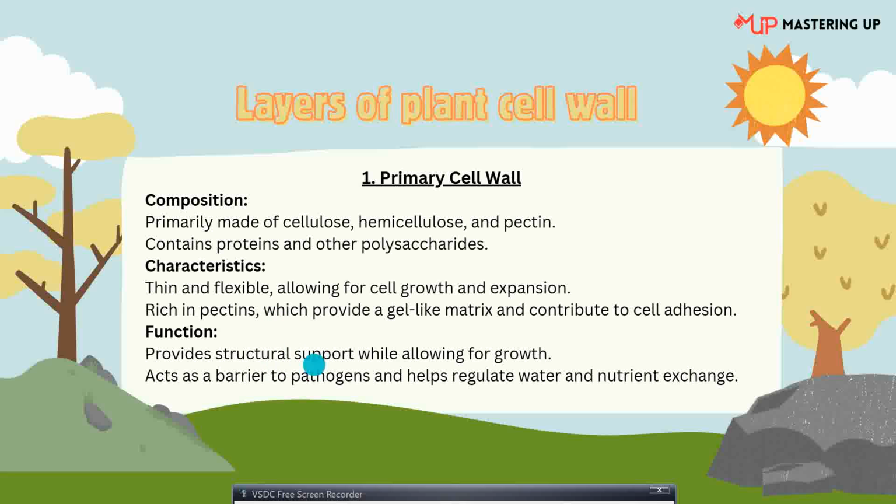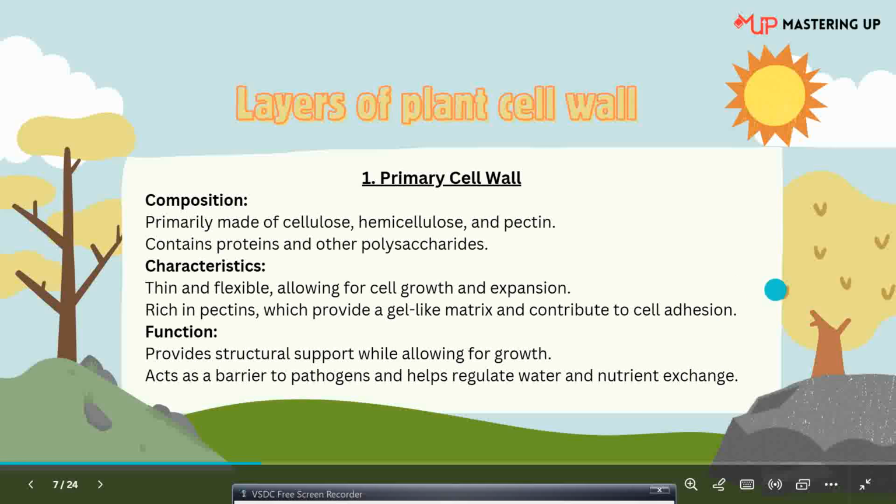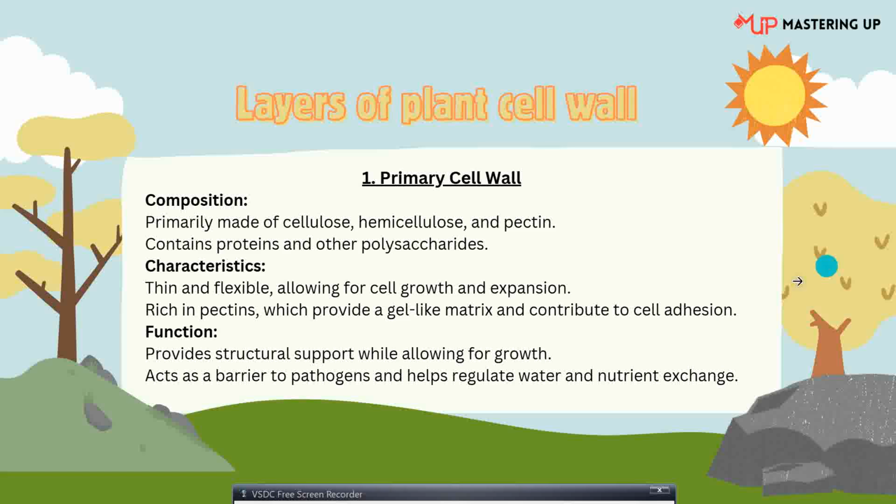The function is that it provides structural support while allowing for growth. Whenever the cell attains full growth, only then does the secondary cell wall form. Before that, during the growth phases, the primary cell wall is the major layer of the cell that helps in protection. It also acts as a barrier to pathogens and helps regulate water and nutrient exchange. This is the same as the importance we studied in the cell wall topic.